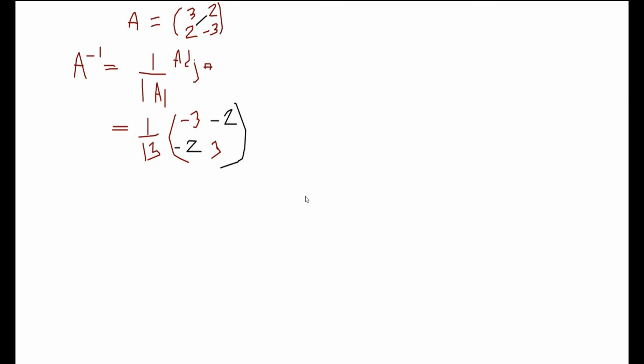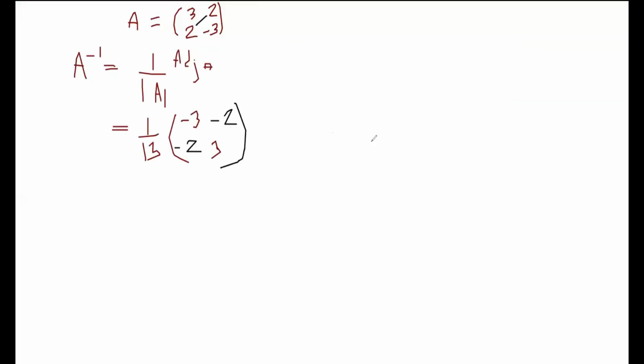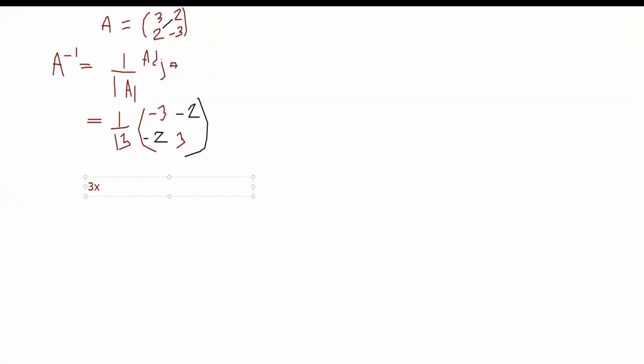All right. Now it says, hence we're supposed to, using A inverse, solve the equations 3x plus 2y equals 1 and 2x minus 3y equals 5. So we're supposed to solve, let's just write it down. 3x plus 2y equals 1. And we also need to solve 2x minus 3y equals 5.